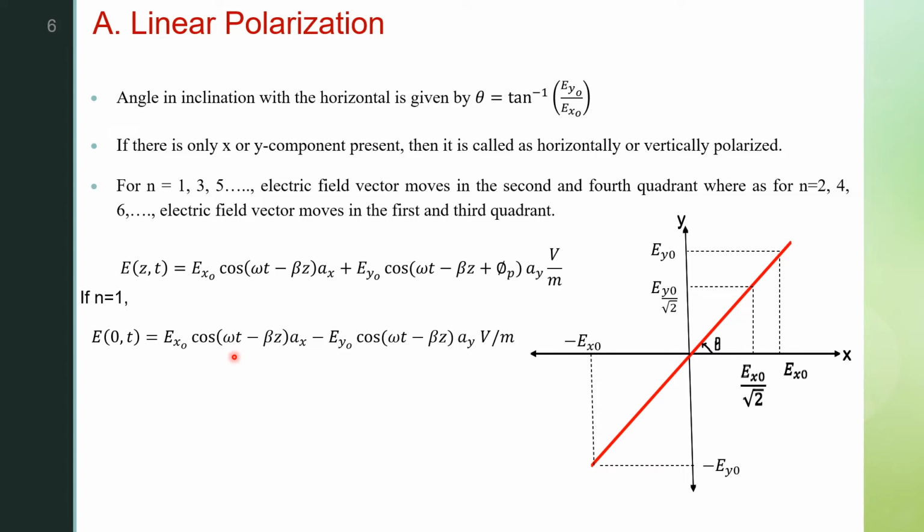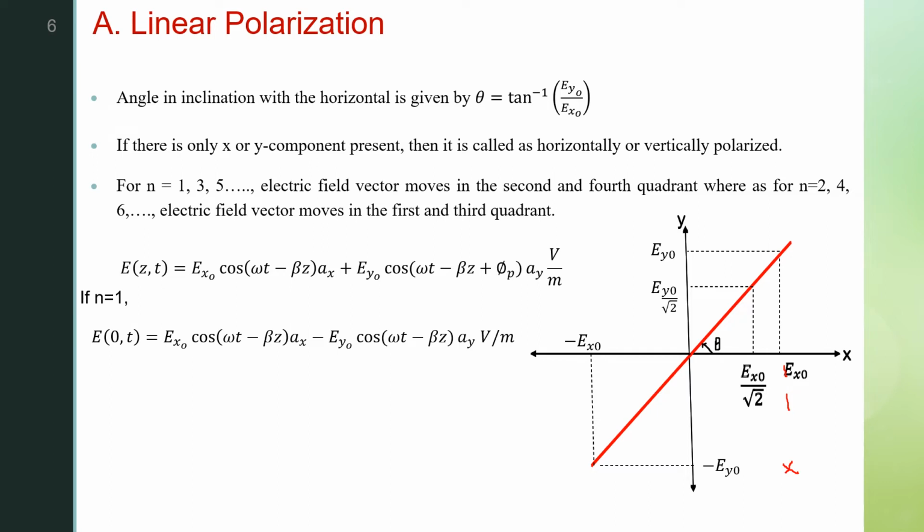Suppose omega t is 0, cos 0 is going to be 1. And here also omega t is 0, that means cos 0 is going to be 1. So what will be that particular point? It is going to be Ex0 Ax minus Ey0 Ay. So where will that particular point be defined in this graph? It means along the x direction it is Ex0, but along the y direction it is going to be minus Ey0.